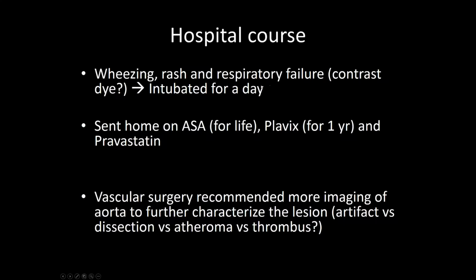So after the cath, basically the patient had a complicated course. There was some wheezing, rash, and the patient went into respiratory failure. It was thought that it's the result of the contrast dye because she got the dye for the CCTA and then for the cath itself. So for that, she was intubated for a day.